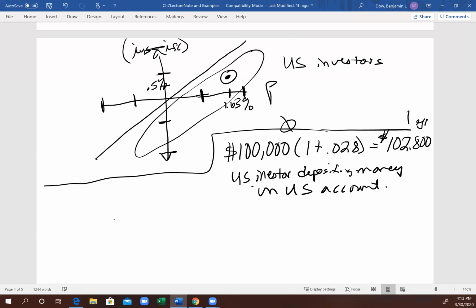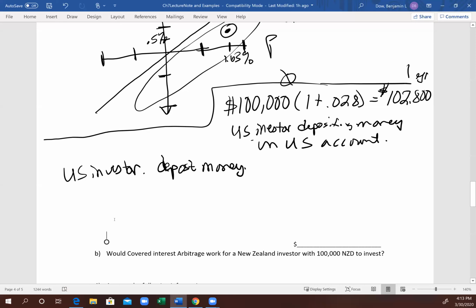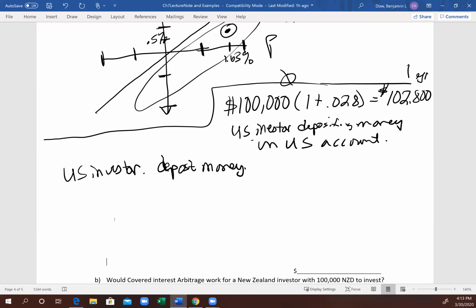Now we compare that to a US investor who's going to deposit money in a foreign account. Now look what's going to happen. If he deposits money in a foreign account, he's going to deposit New Zealand dollars, and he's only going to earn 2.3% on the New Zealand dollars. But when he converts them back to US dollars, he's going to pick up that forward premium. So that's where the advantage is, sort of the difference.